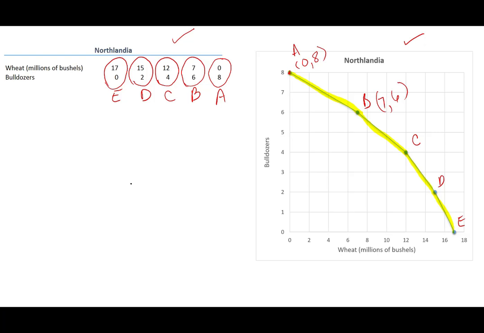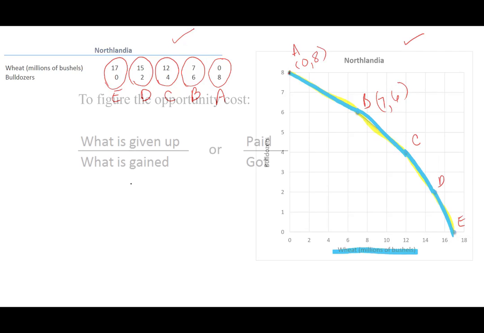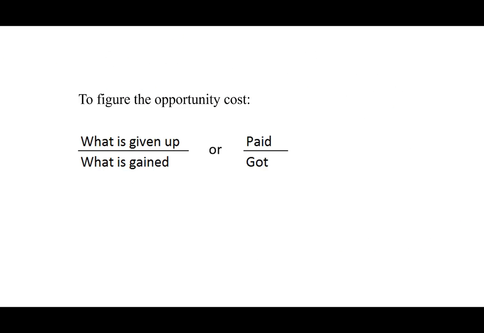What we want to do next is figure the opportunity cost for wheat on the segment between A and B and compare it to the segment between B and C to see that the more wheat that is produced, the higher the opportunity cost. And we'll also figure the opportunity cost for the next segment and the next segment to show the more wheat that's produced, the more it will cost. To figure the opportunity cost, we'll take 2 points and figure what is given up and divide it by what is gained. Or we can just say what we paid divided by what we got.